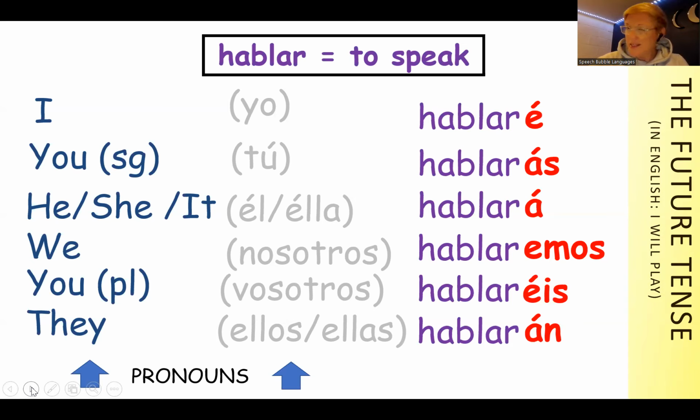These endings are also quite similar to the present tense, aren't they? Don't forget, they are added onto the infinitives. Let's say that verb together. Hablaré, hablarás, hablará, hablaremos, hablaréis, hablarán. Shall we try again? Hablaré, hablarás, hablará, hablaremos, hablaréis, hablarán. Excelente. Make a wee note of that if you haven't already done so.